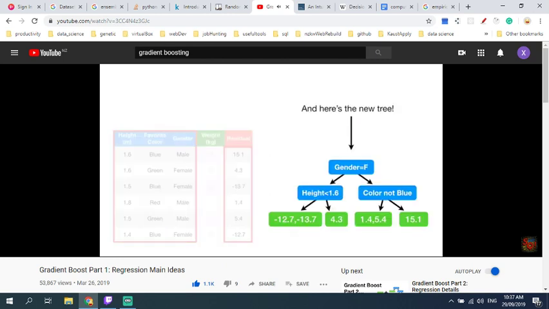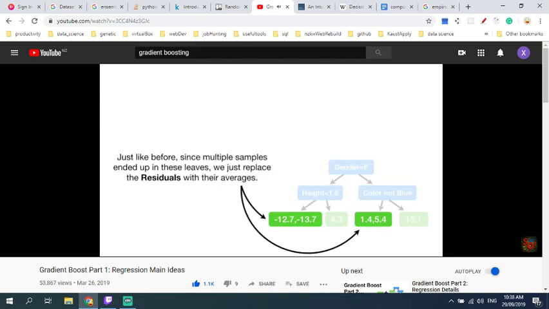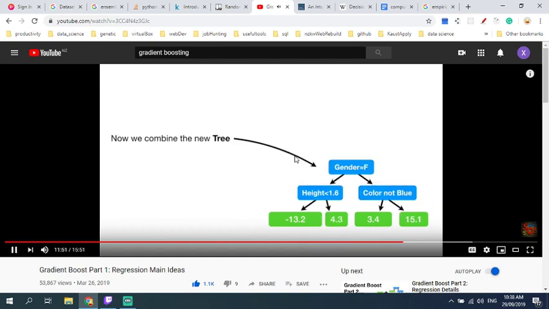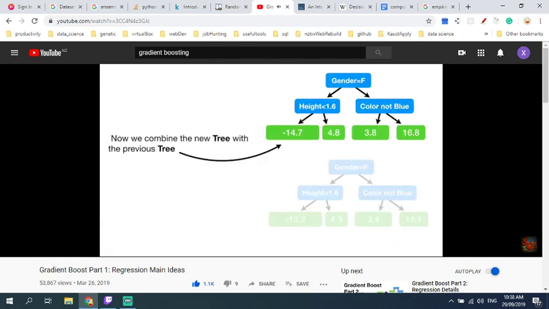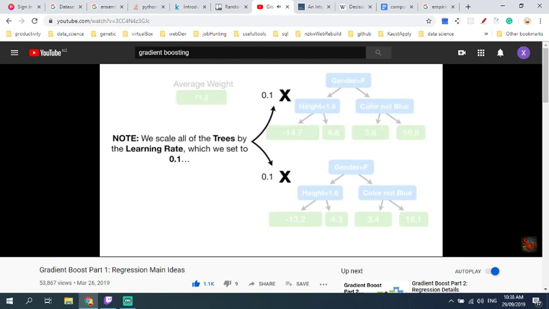And here's the new tree. Note, in this simple example, the branches are the same as before. However, in practice, the trees can be different each time. Just like before, since multiple samples ended up in these leaves, we just replace the residuals with their averages. Now we combine the new tree with the previous tree and the initial leaf. Note, we scale all of the trees by the learning rate, which we set to 0.1, and add everything together.